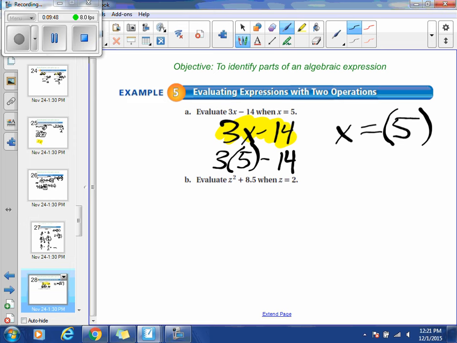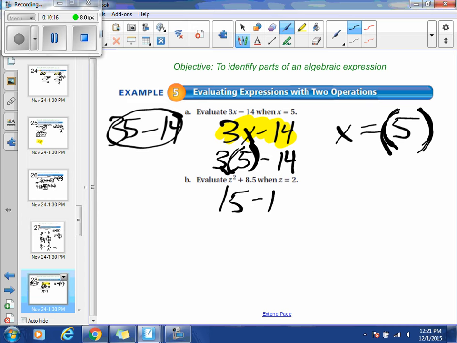Now this is why I keep saying put your variable value in parentheses. Because if we had not put parentheses, we would have said 3, x is 5, so 35 minus 14. And these are two very different things. 35 minus 14 is 21. But here, this really means 3 times 5 minus 14. 3 times 5 is 15. Minus 14 is 1. Okay? Get that written down.